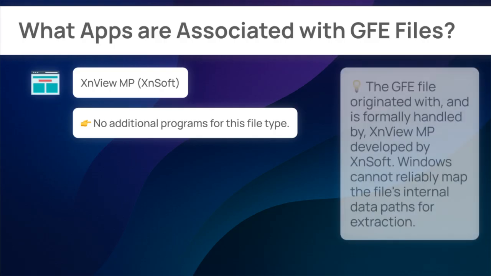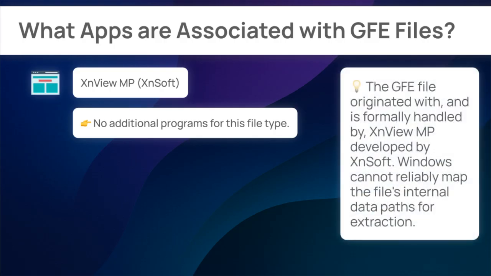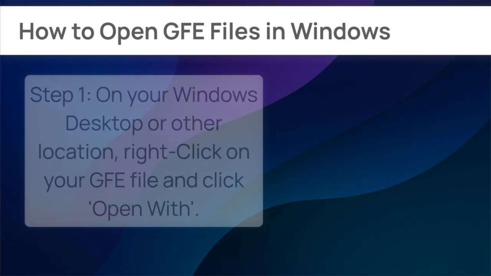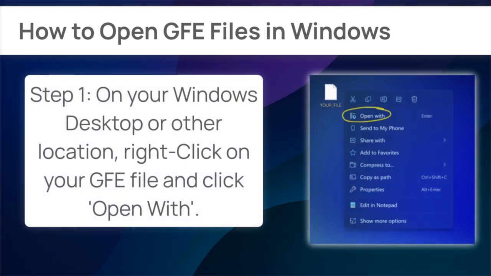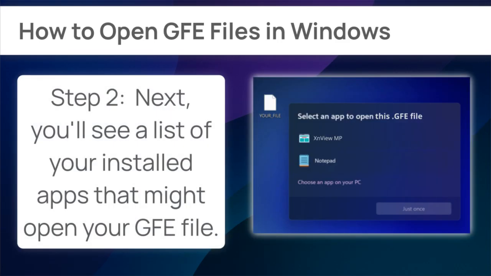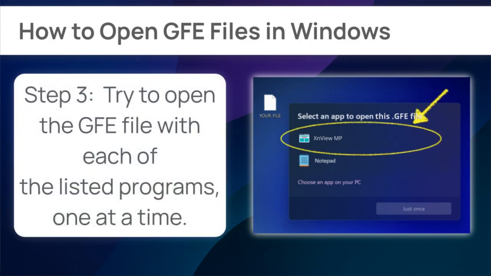Windows cannot reliably map the file's internal data paths for extraction. Windows can view static components, but style, layers, and effects need full editors. The first step is to check which program successfully reads the file's header. Right-click the GFE file and click Open with, test ExinView MP if present. If it is unavailable, select another program. We need to check every option.